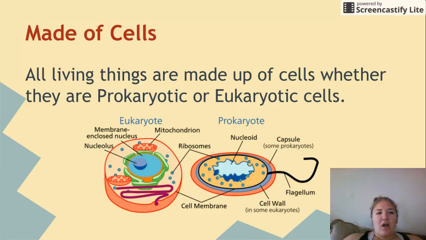So when we talk about being made of cells, all living things are made up of cells, whether they're prokaryotic or eukaryotic cells. Below you'll see a diagram. Eukaryotic cells have a true nucleus and prokaryotic cells have a nucleoid region, and this is where that DNA or RNA that we talked about is held. But they either are a eukaryotic or a prokaryotic cell.